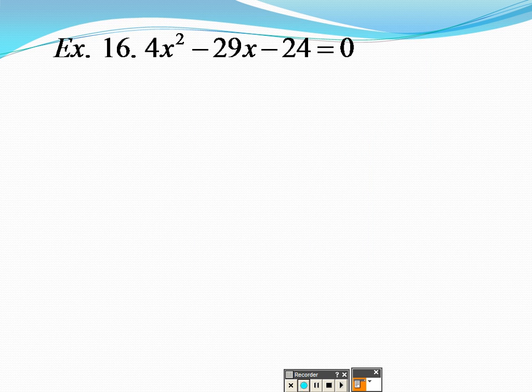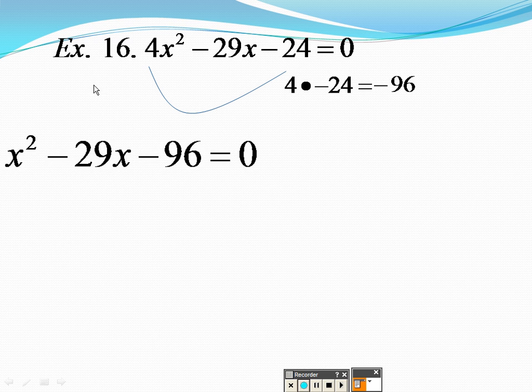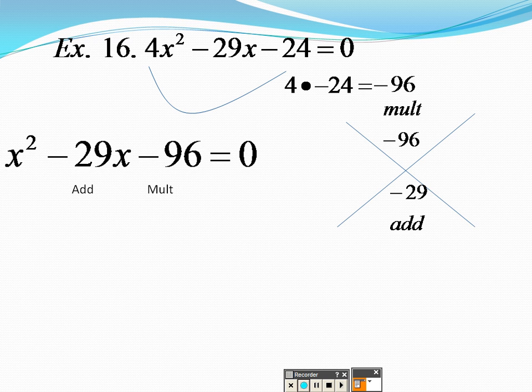All right, with this one, sliding and dividing, let's slide that 4 over. So 4 times negative 24 gives us a negative 96. Okay, so I get x squared minus 29x minus 96 equals 0. So what multiplies to give you negative 96 that adds to give you negative 29? So that's what we're looking for.